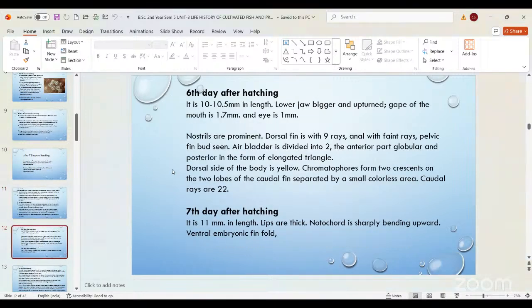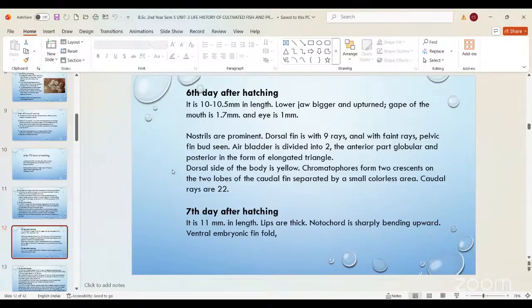Sixth day after hatching. It is 10 to 10.5 mm in length. Lower jaw is bigger and upturned. Gape of the mouth is 1.7 mm and eye is 1 mm. Nostrils are prominent. Dorsal fin is with 9 rays. Anal with faint rays. Pelvic fin bud seen.